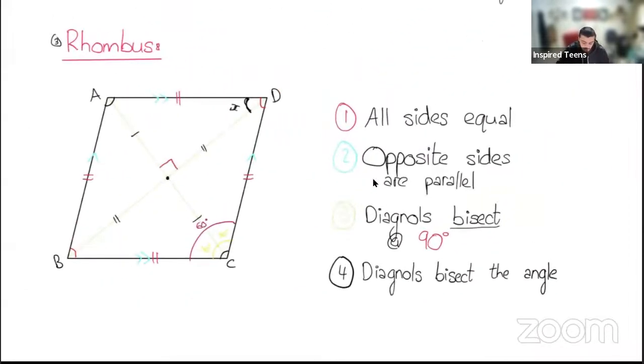Let's look at the rhombus. In a rhombus, all sides are equal. Number two, opposite sides are parallel. Diagonals bisect at 90 degrees. That's an important one. They love asking these things. This could also be in Euclidean geometry, by the way. This is not just for analytical geometry.